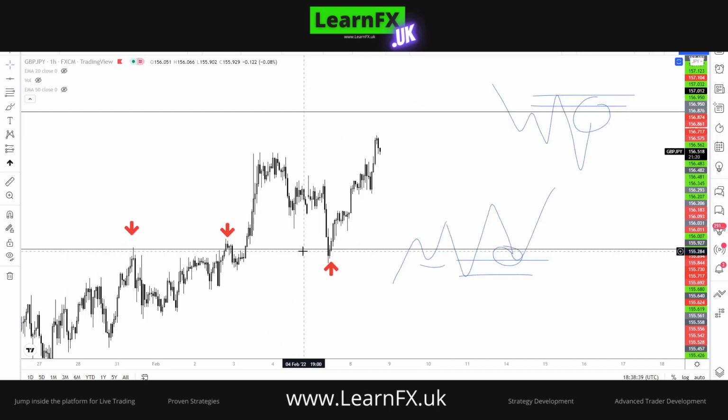The other thing you've got to consider is what is actually causing the support and the resistance. It's buying at certain points and selling at certain points.